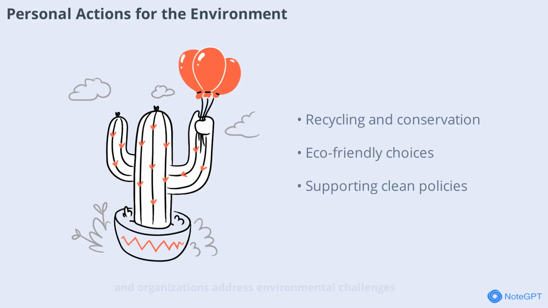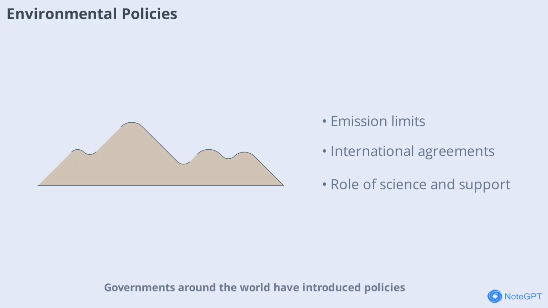Next, we'll explore how governments and organizations address environmental challenges. Governments around the world have introduced policies to reduce pollution and protect the environment. Examples include emission limits for factories, bans on harmful chemicals, and incentives for renewable energy. International agreements like the Paris Agreement and the Montreal Protocol aim to address global issues such as climate change and ozone depletion. These policies rely on scientific research and public support to succeed.